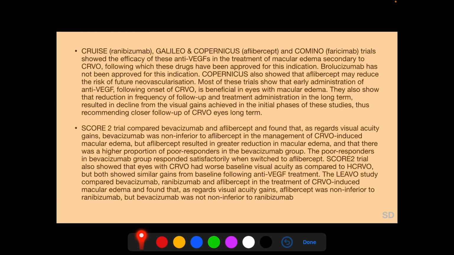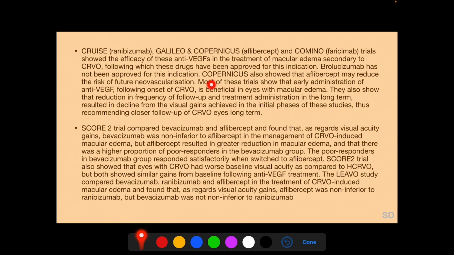CRUISE, GALILEO, COPERNICUS, and COMINO trials showed the efficacy of ranibizumab, aflibercept, and faricimab respectively in the treatment of macular edema secondary to CRVO, following which these drugs have been approved for this indication. Brolucizumab has not been approved for this indication. COPERNICUS also showed that aflibercept may reduce the risk of future neovascularization.